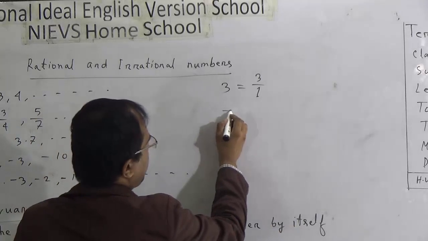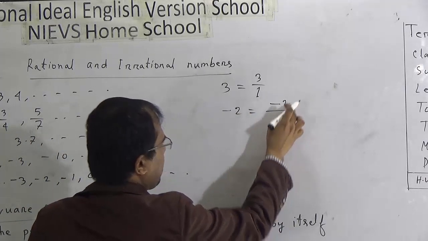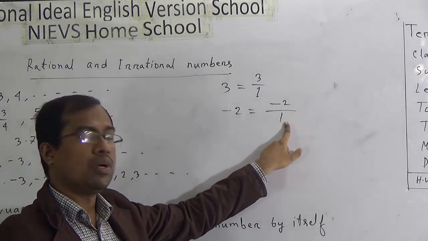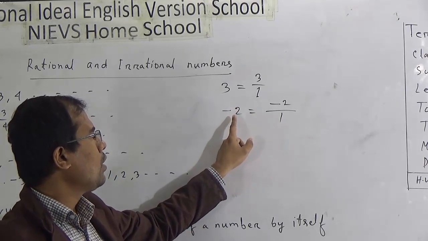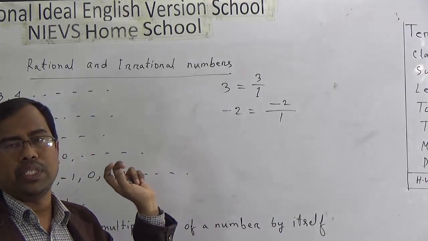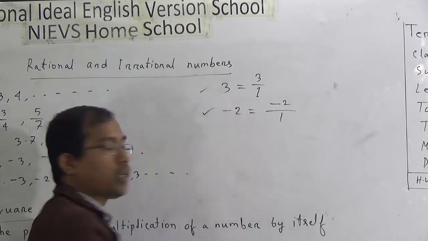Now -2, we can write it as -2 divided by 1. Here -2 is integer and 1 is another integer. This is negative integer, it is positive integer. That means we can express -2 as the ratio of two integers. So it is also rational number.